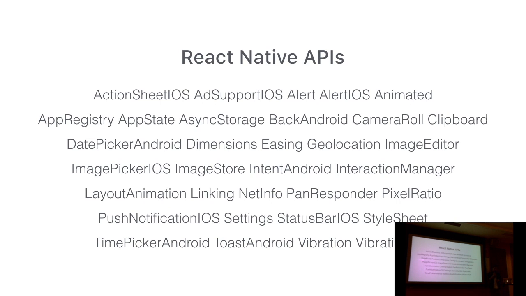Here's the list of React Native APIs as it used to be a month ago. I think that changed recently. And there is some stuff to control alerts, action sheets, animations, and other APIs. So it's more or less 35 modules we can use. And the question is, is that all mobile apps can do for us?